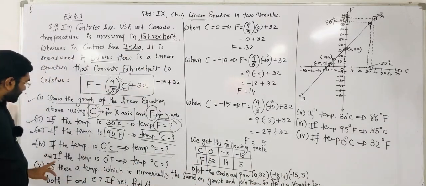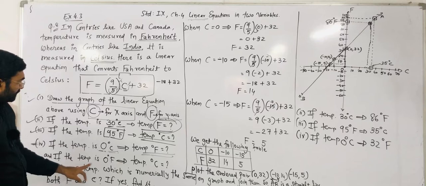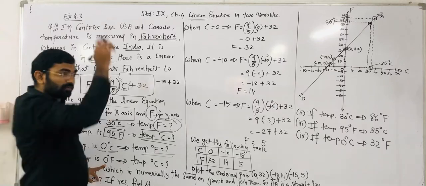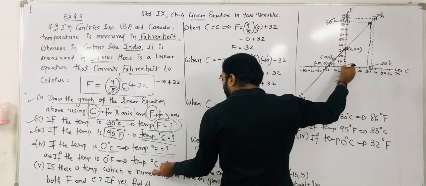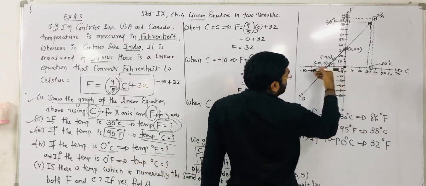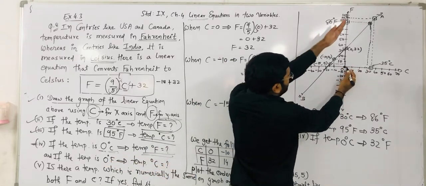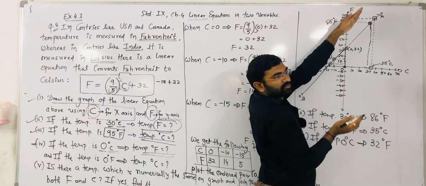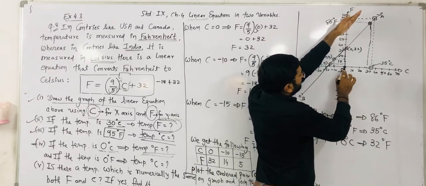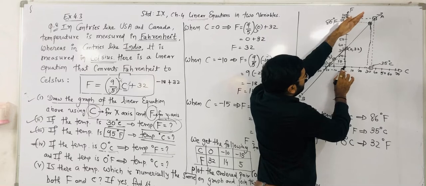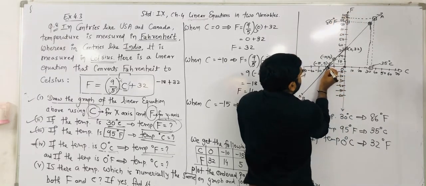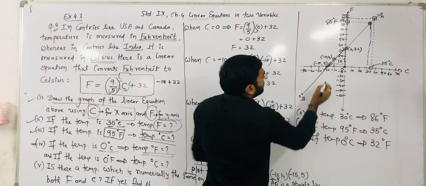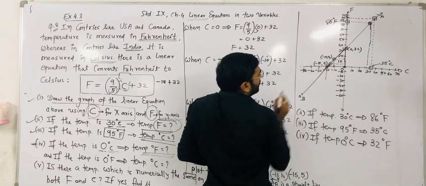And in the fourth one, the second question is also given. If the temperature is 0 degrees Fahrenheit, on the Fahrenheit axis the 0 value is here, right? So what is the Celsius value? This is the Celsius axis. Your straight line intersects the Celsius axis at which value, whenever it is 0 degrees Fahrenheit? The graph intersects here. So what is that value?